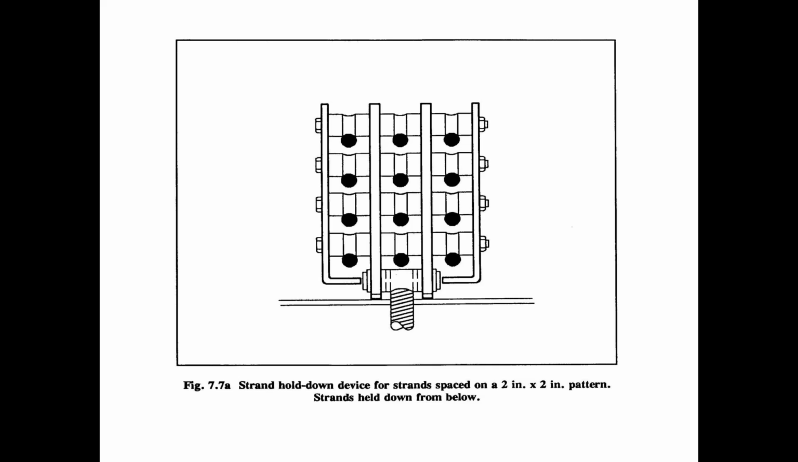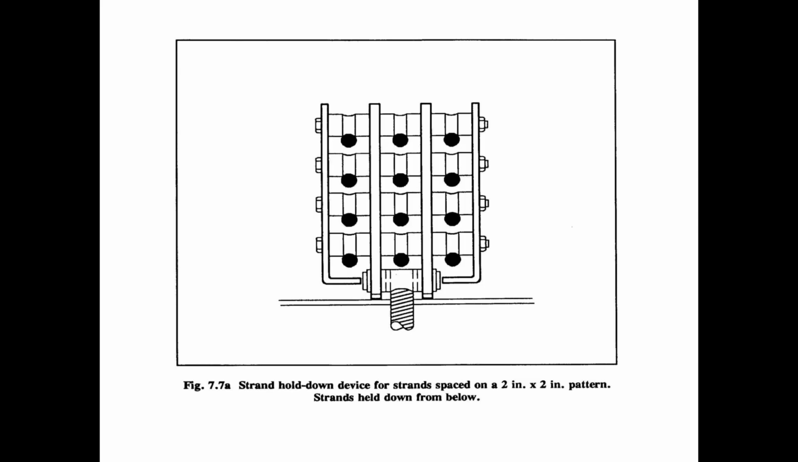The threaded portion of this device goes down through the soffit of the beam. So you can see that double horizontal line there below the hold down device. That represents the soffit of the beam bed. So we have a threaded rod that goes below the bed and is anchored underneath the bed, and that's what resists that force that's trying to pull that hold down device up.